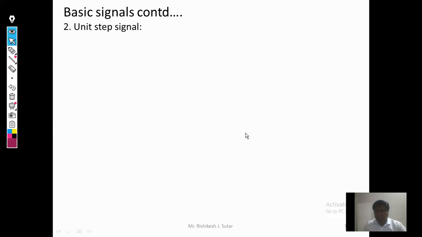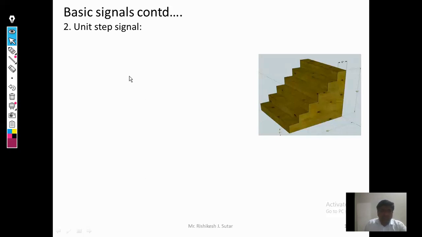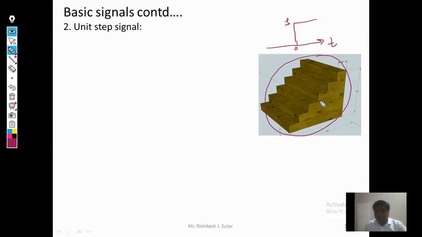Now let us go towards the unit step signal. The name itself indicates it's a step. Here I have just shown you the example of a staircase. It is not the unit step, but unit step is like a step. So you can see here, this is my unit step signal. And why is it unit? Because its amplitude is 1. If I consider its amplitude as 1, then I can call this the unit step signal.